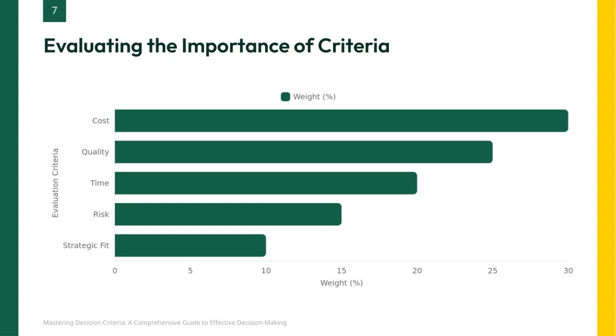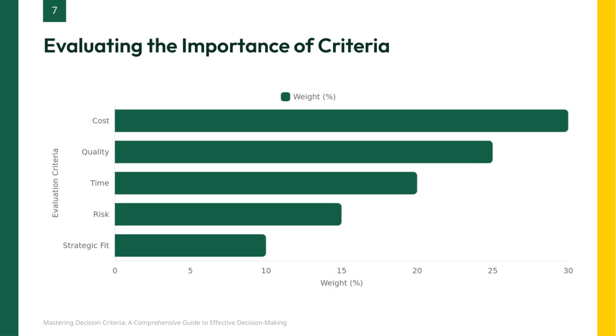Here we see a horizontal bar chart that breaks down the weights assigned to different evaluation criteria. Cost is clearly the most significant factor, making up 30% of the total weight. Following that, quality holds a substantial importance at 25%. Time comes next with 20%, which reflects how scheduling impacts decision-making.